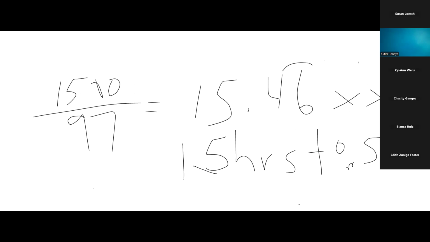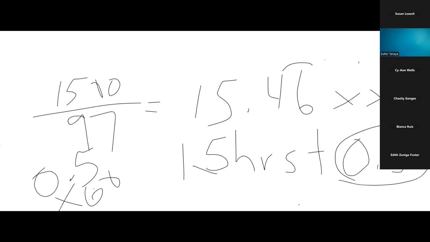15 hours plus 0.5 hours. Now you have to convert this into minutes. So 0.5 times 60 is 30 minutes. So it's running for 15 hours and 30 minutes. And you're going to add that on to the 4 p.m., which should have given you 0730, right?